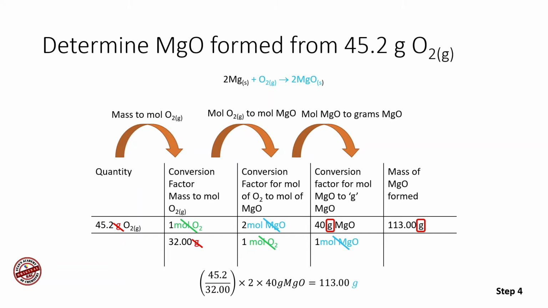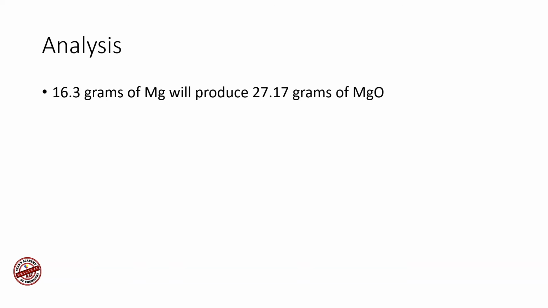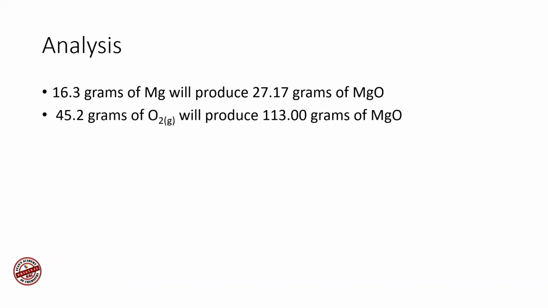If one of the reactants is giving you a specific number and the second reactant is giving you a much different number, then we have a problem, which tells you that one of the reactants is not completely reacting, or one of the reactants is completely reacting. Both of these are true. So let's do a simple analysis. Based on the calculation that we just did, we know that 16.3 grams of magnesium will produce 27.17 grams of magnesium oxide, and 45.2 grams of oxygen will produce 113 grams of magnesium oxide, provided all of the reactants completely react.